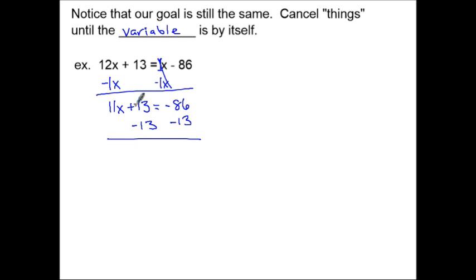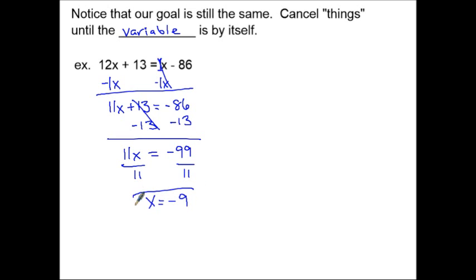Those cancel, and now that leaves me with an 11x. It's by itself on one side. And then negative 86 minus 13 gives me a negative 99. Hopefully, pretty much on autopilot here, we divide through by 11 and get x equals negative 9.